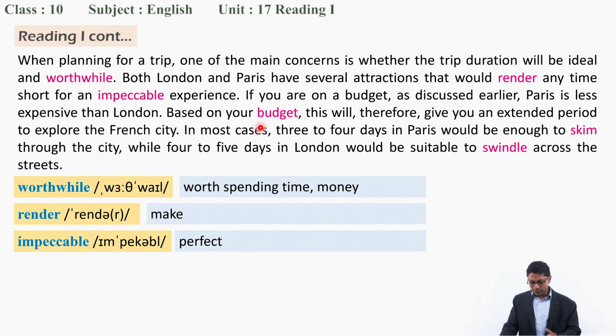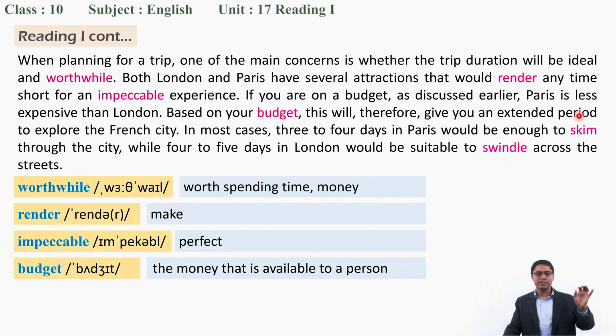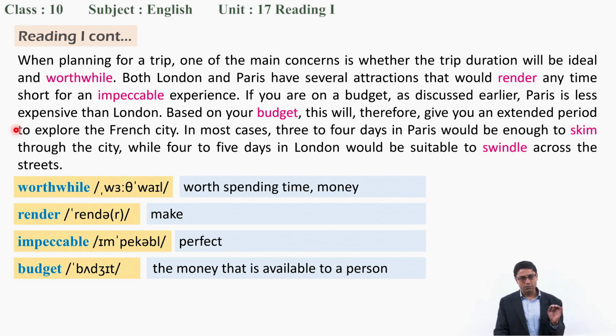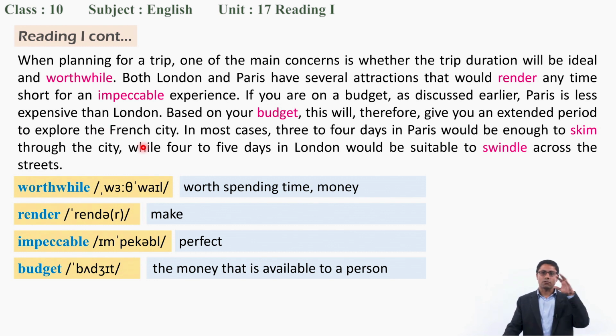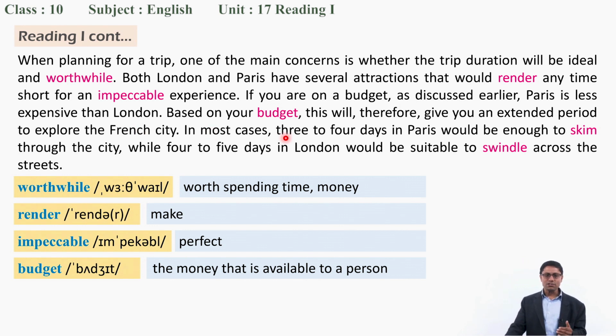So, if you look at your budget, budget means the money that is available for a person, means the money you have. If you look at that, you can spend extended time, you can lengthen the period of time there to explore the French city, means to roam around, to discover, to find out the things in the French city, because it's cheaper. In most cases, 3 to 4 days in Paris would be enough to skim through the city.